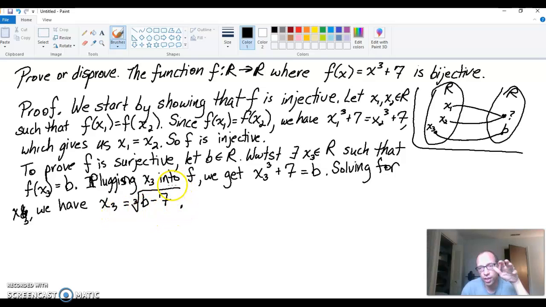Now, if I were going to write this in a textbook, I would have started off the surjective proof by saying, consider x3 equals the cubed root of b minus 7. The only way I would get there is by going through these steps. This x3 will map to b.